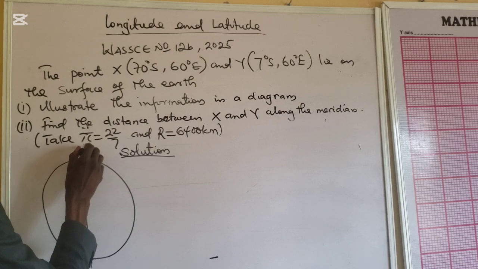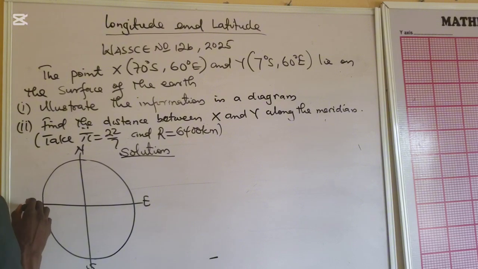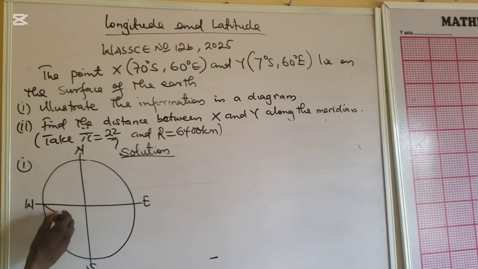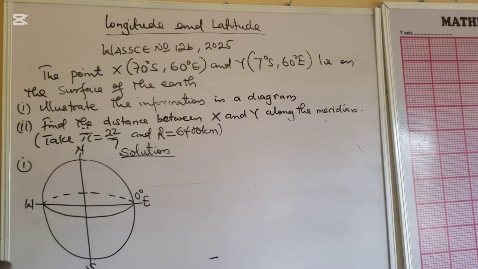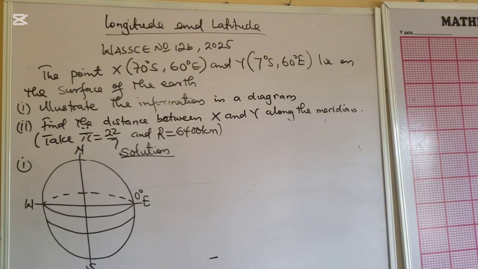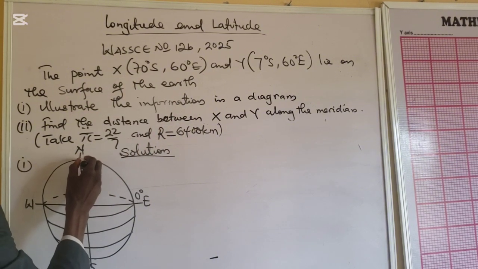This is north, here is south, here is east, here is west. Roman figure 1. This is the equator, and the equator is 0 degrees. X is 70 and Y is 7, so Y will come before X. This is 7 degrees, this is 70 degrees, and the longitude is 60 degrees.